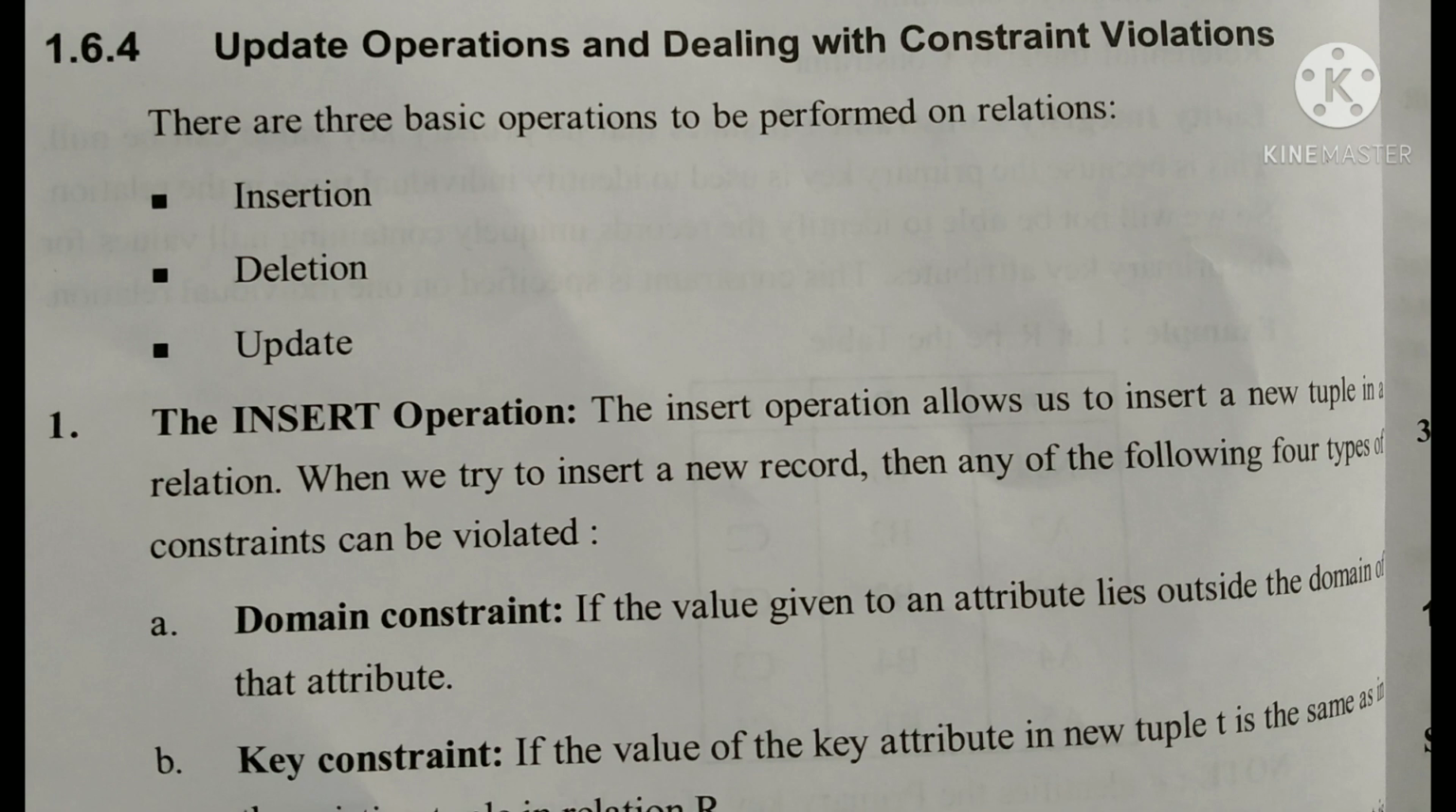Second is the integrity constraints, that is, the referential integrity constraints. Here there are no null values to be included in entity integrity constraints. It states that no primary key values can be null. This is because the primary key is used to identify individual tuples in the relation. Then go for the second, referential integrity constraints.